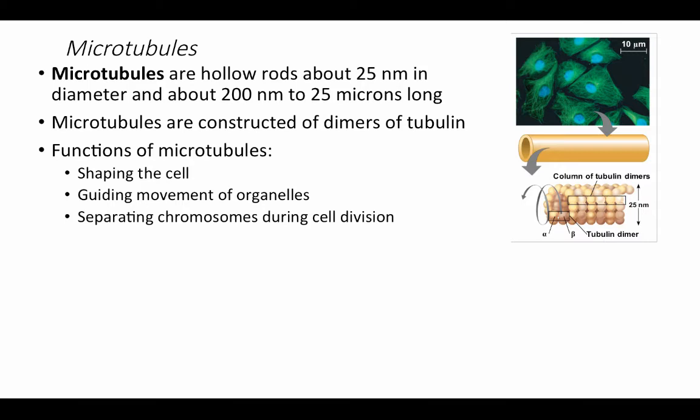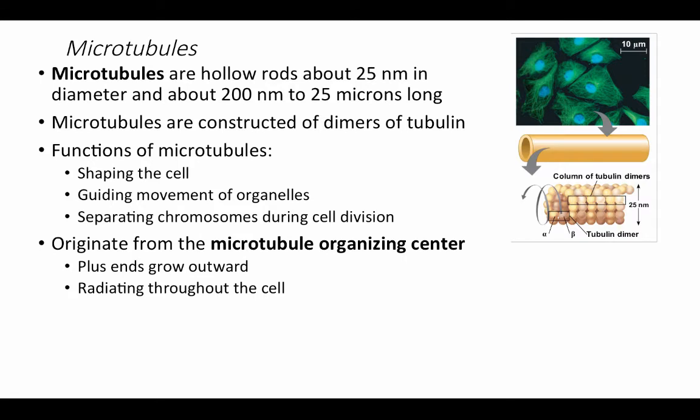So functions of the microtubules: maintaining the cell's shape, guiding the movement of organelles. So if organelles are moving around through the cytoplasm, these are going to be the trackways along which they move. And they also are going to function in separating chromosomes from one another during cell division. So they're going to attach to those chromosomes and then disassemble themselves from one end and pull those chromosomes apart. Much more on that when we get to cell division.